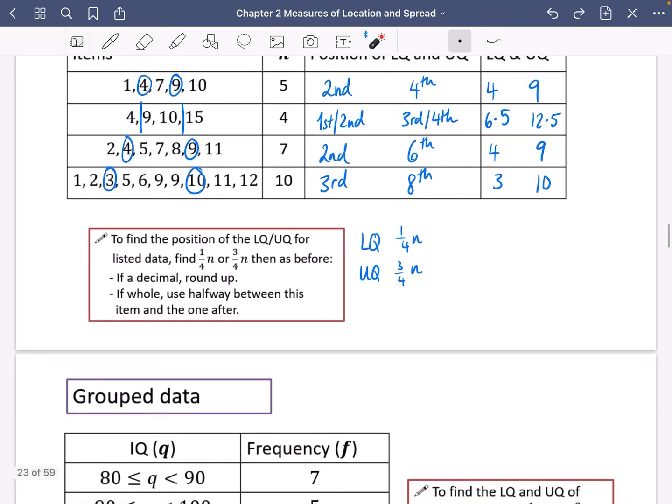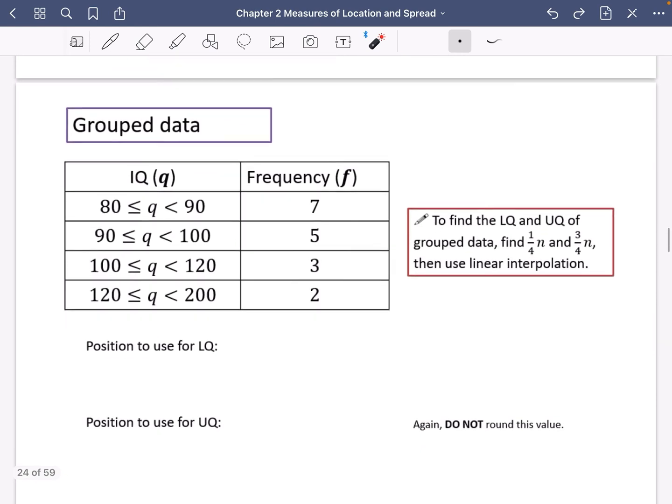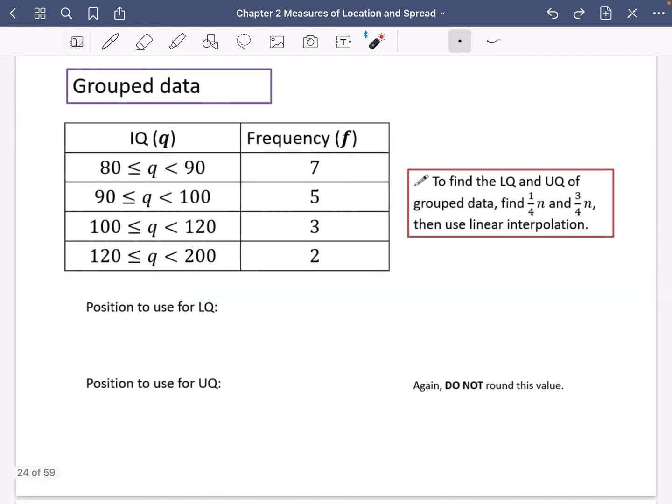So let's try this now for grouped data. Well, this is just like with the median. So I've said here to find the lower quartile and the upper quartile of grouped data, you find a quarter of n and you find 3/4 of n, and then you use linear interpolation. I'm not going to do the linear interpolation here. I'm just going to find out the values that you need. So we better find out what these all add up to. I think we did these before. So 7 and 5 is 12, 13, 14, 15. I don't think I've done that right. 12, 13, 14, 15. Yeah, 16, 17. So there are 17 in total.